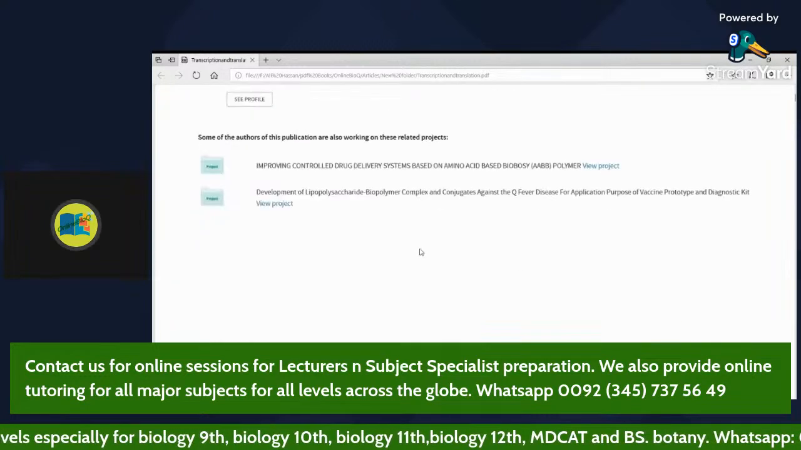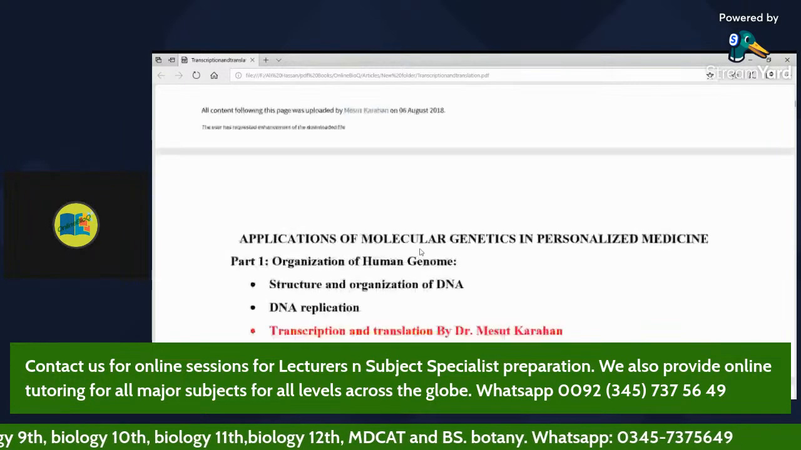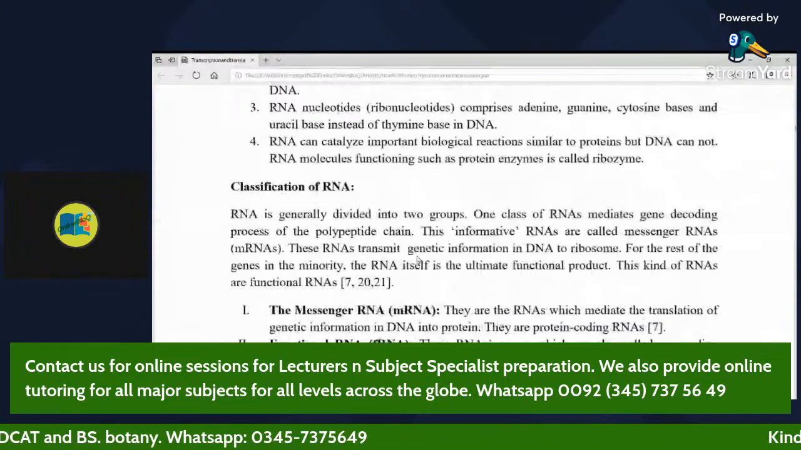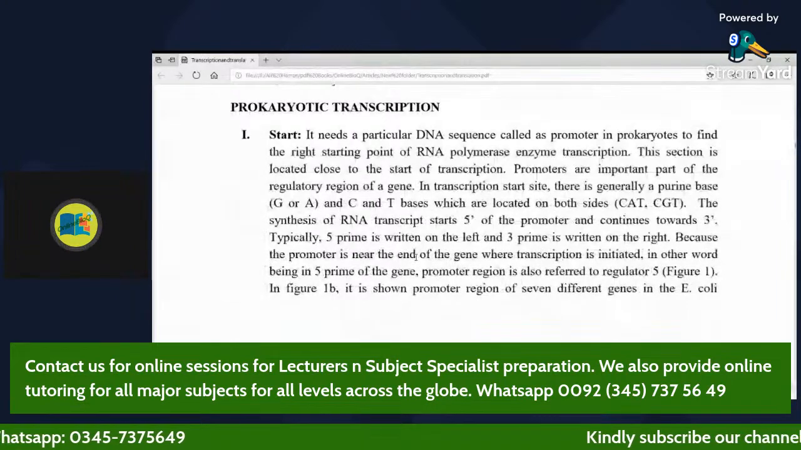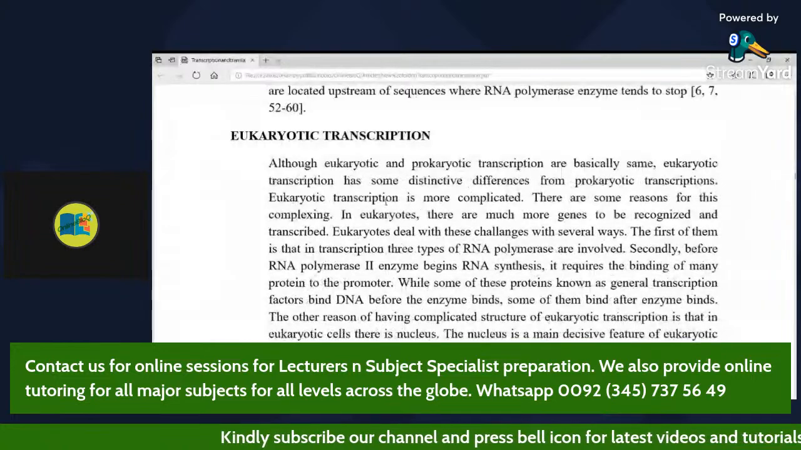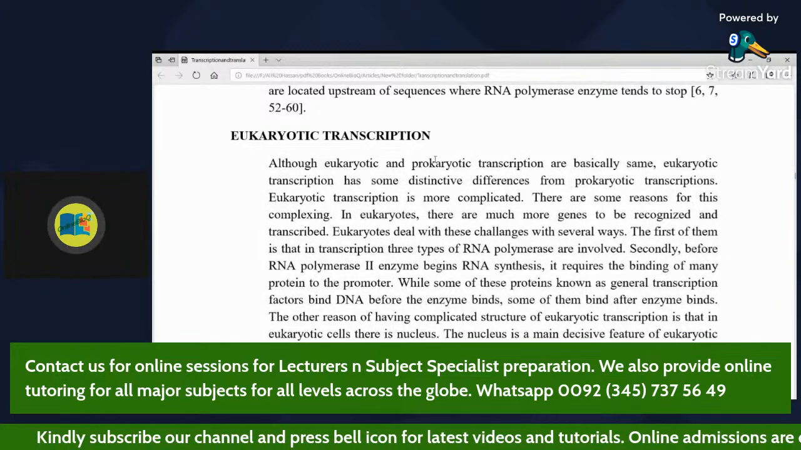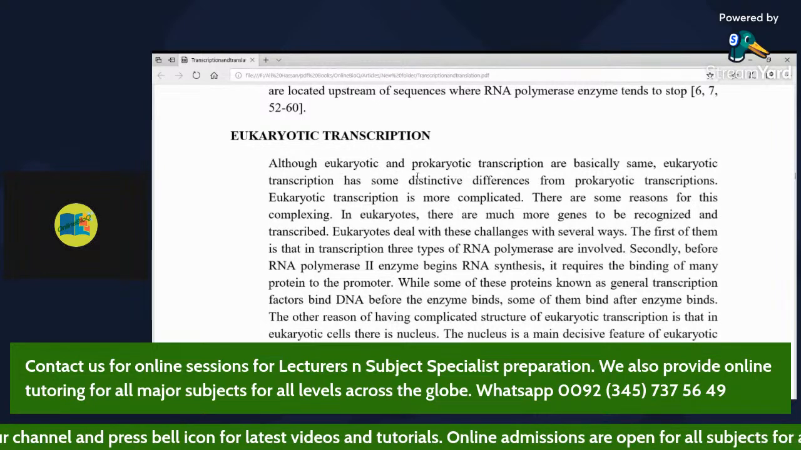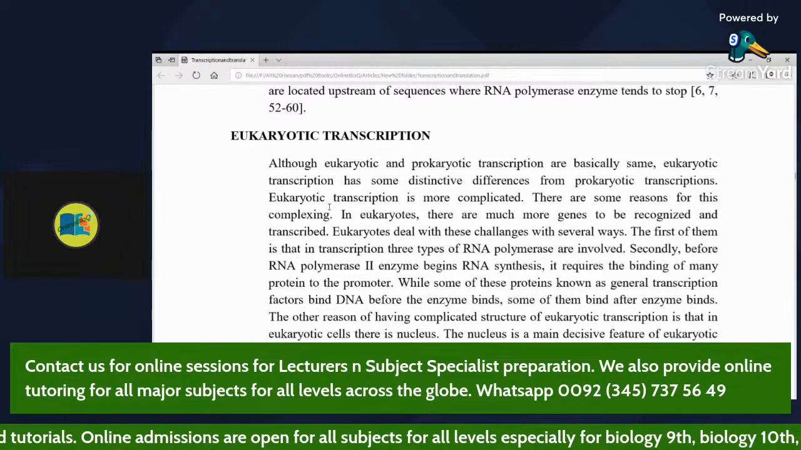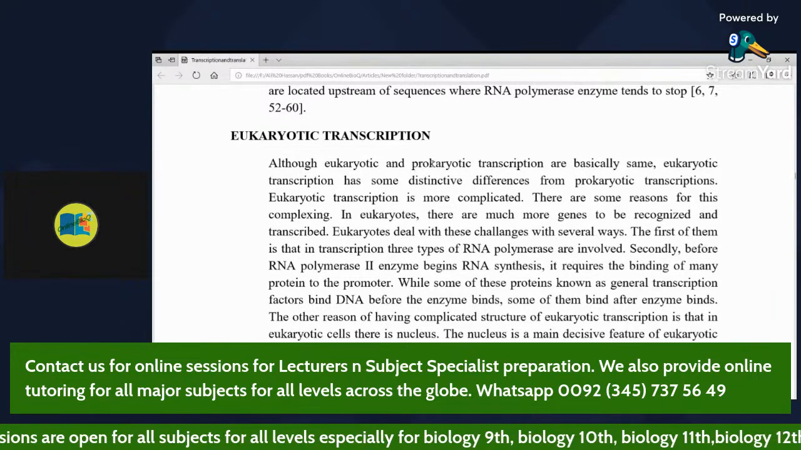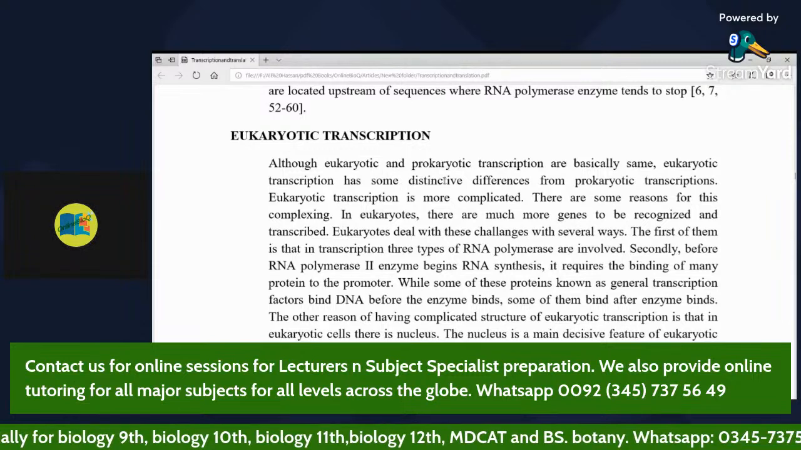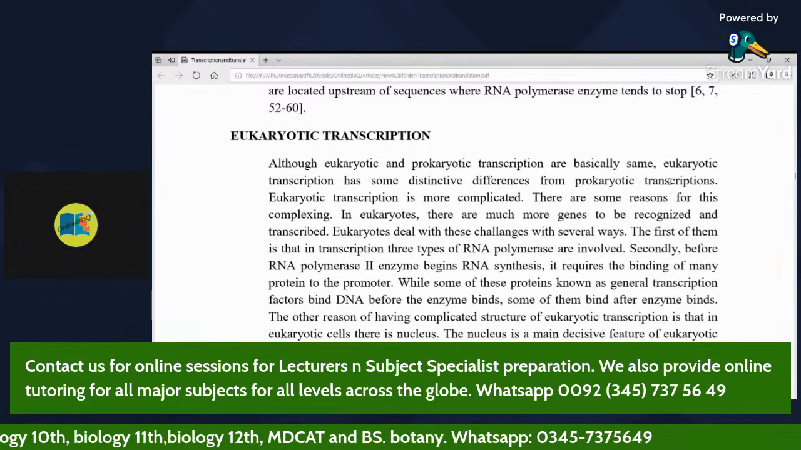Previously we studied the introduction to transcription, then different components of transcription, then prokaryotic transcription, and today we are going to study eukaryotic transcription. Although eukaryotic and prokaryotic transcription are basically the same, eukaryotic transcription has some distinctive differences from prokaryotic transcription.